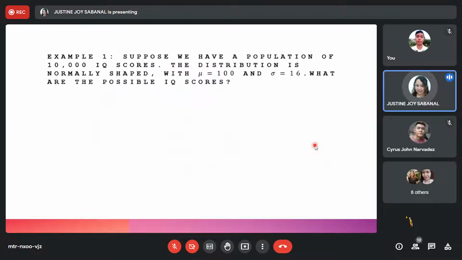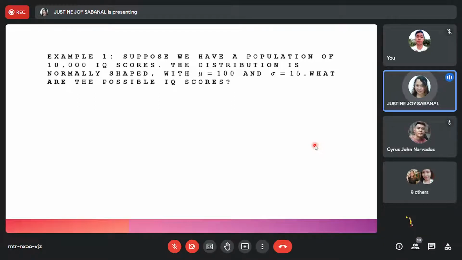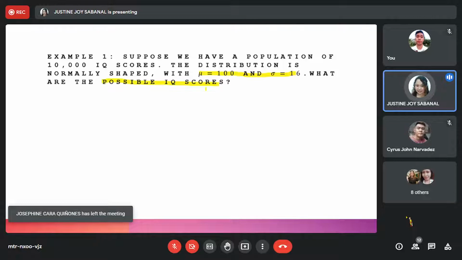Okay. So, try to answer this. So, suppose we have a population of 10,000 IQ scores. So, the distribution is normally shaped with a mean of 100 and a standard deviation of 16. So, what are the possible IQ scores? So, ito yung binabanggit kanina na pagdating sa normal distribution, ang importanteng characteristic na dapat laging given ay yung mean at ang standard deviation. Kasi basta given to, yung mga possible values of x po, kaya nating computin.